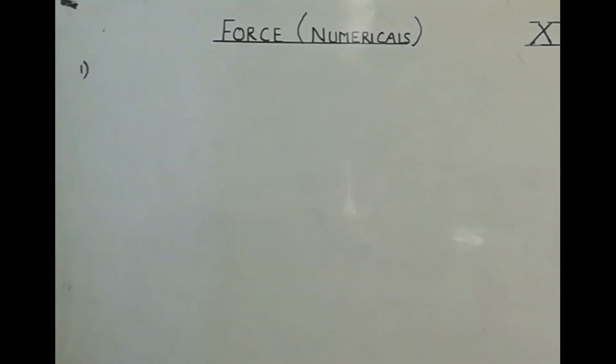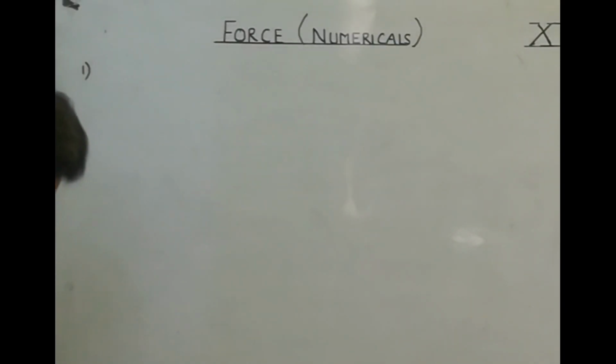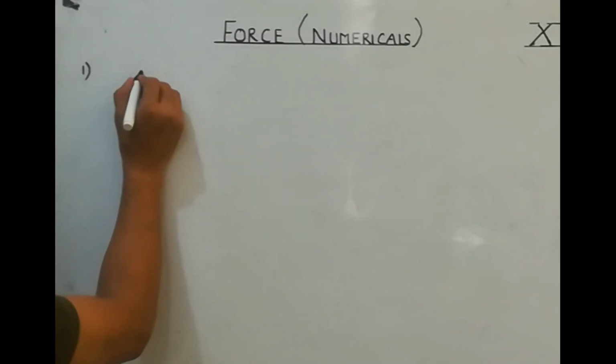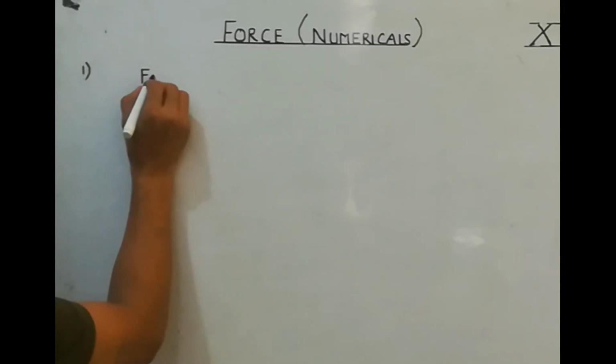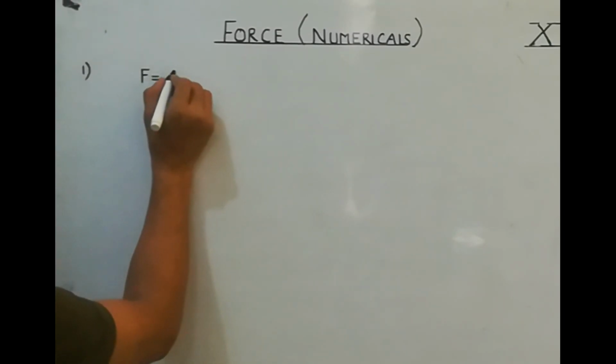Now let us see the first numerical that we have. A mechanic can open a nut by applying a force of 120 Newton while using a lever handle of length 40 centimeter. Now you see in the first statement what they have given us. They have given us the force applied. Force applied is 120 Newton.